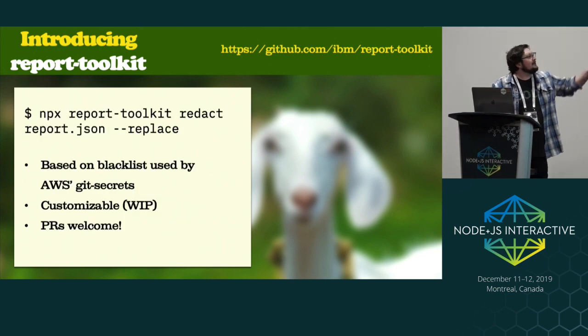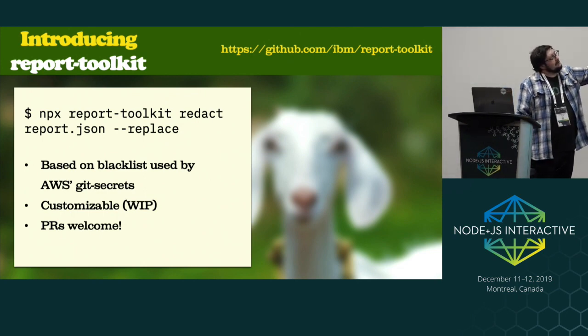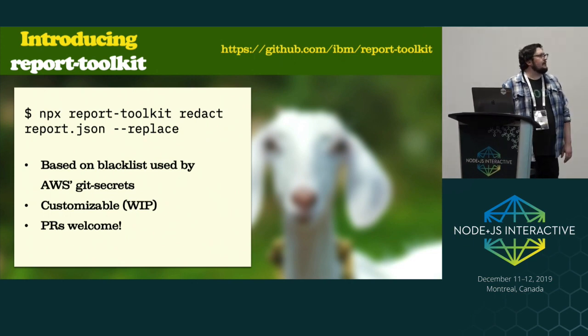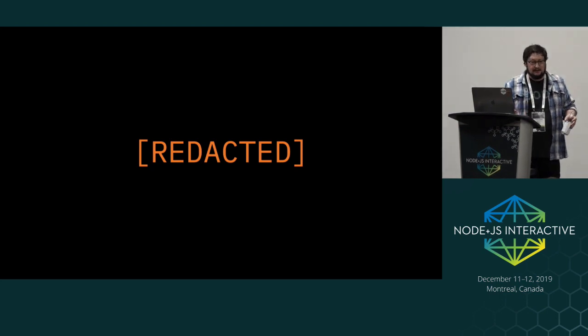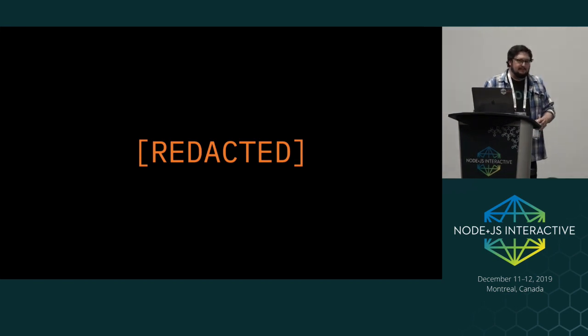So what can we do? We can use Report Toolkit and give it this redact command and pass it the report.json file, or foo.json, or whatever I called it. And what this command will do is it will look for things that it knows are potentially naughty and need to be kept secret. And it's based on the blacklist that AWS's Get Secrets project used. You may be familiar with that. But you can customize it to your needs. So it'll replace all of those terrible secrets in that report file with this string. And it'll overwrite the file in place. So nobody's the wiser, right? And now you can safely pass this report around. Share it with your colleagues, discuss it over dinner.